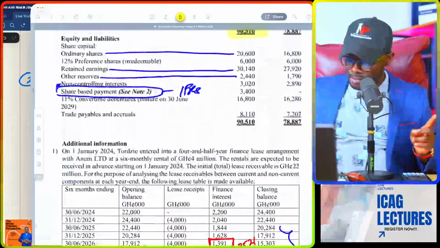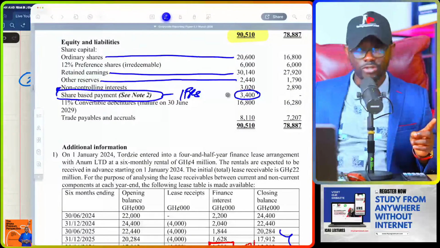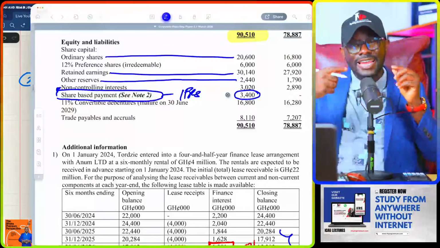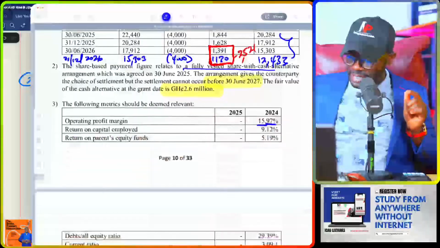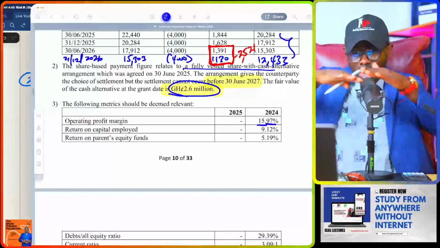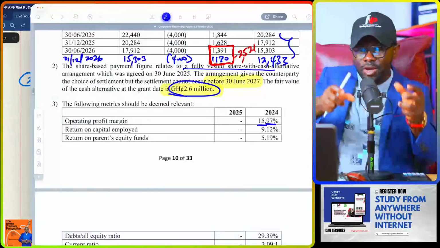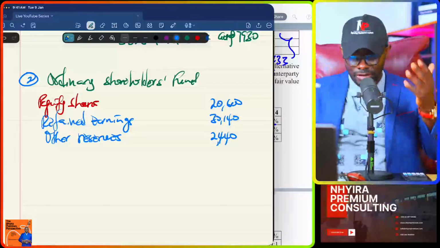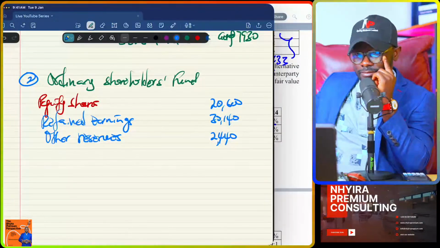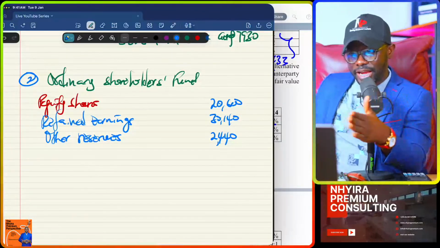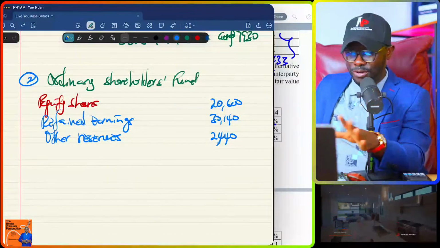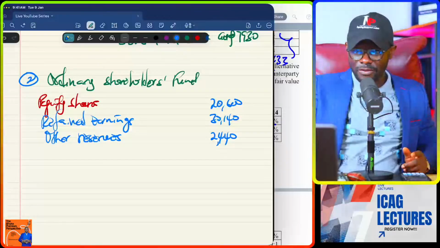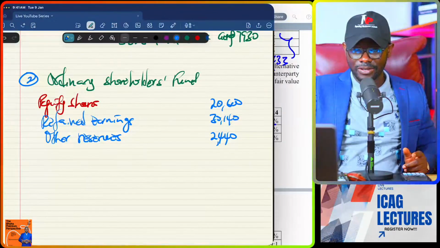And so the share-based payment figure you see here, 3,400, has both the debt and the equity component. The cash settlement option is the debt. So we have to take that out so that we get the equity component, and that is what we will be adding in arriving at the ordinary shareholders fund. You see the way the examiner is burying IFRS 2 beautifully in the ratios. It means if you don't know that, au revoir mon ami for you, because you're going to walk away with absolutely nothing at the end of the day.